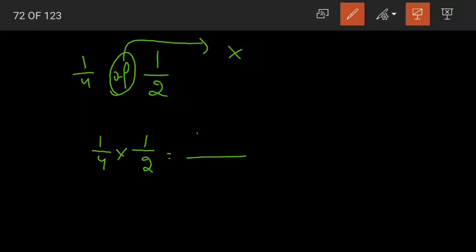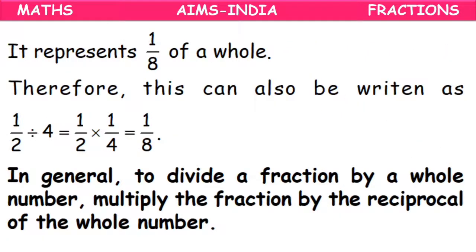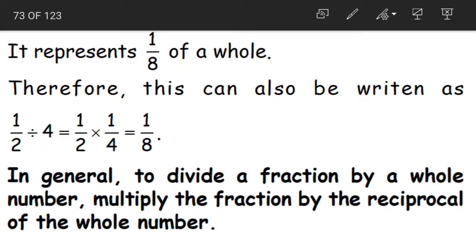How will we multiply, children? Multiply the numerators and then multiply the denominators. So 1 into 1, 1; 4 into 2, 8. So this 1 by 4 of 1 by 2 is nothing but 1 by 8. Understood? See, as I've said, in fractions, this "of" represents multiplication. So 1 by 4 into 1 by 2 is nothing but 1 by 8. That was in terms of multiplication.